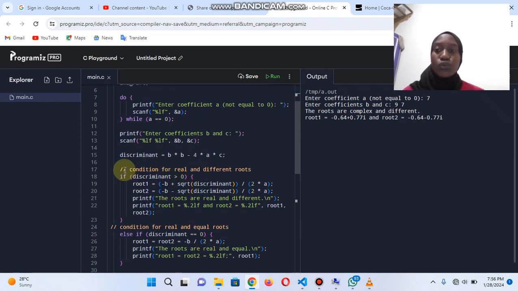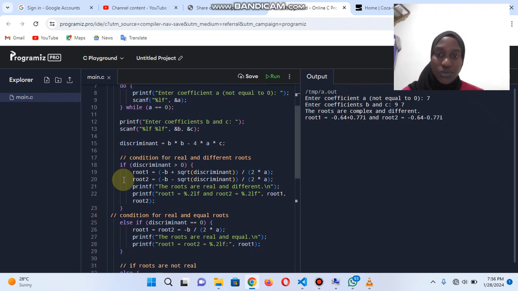Well, we go to the next part. This is a comment, the condition for the real and different roots. The roots can only be real and different if the discriminant is greater than 0. If after computing this, the value you get is greater than 0, then that means the roots that you're going to get after the whole process are going to be real and different.